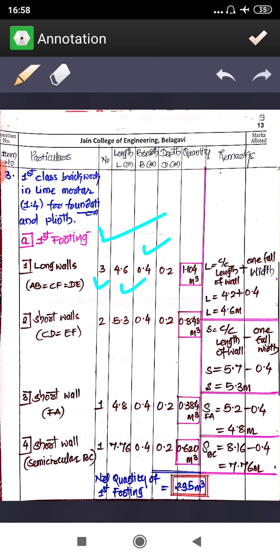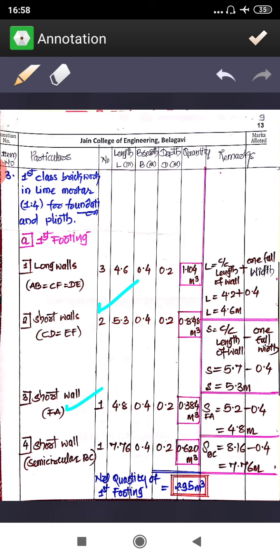For short walls, CD is equal to EF. So two numbers of short walls are there, that is CD and EF. Then the length I have shown here. See, center to center of CD is 5.7 minus 1 full width, because it is a short wall so you have to deduct that, that is 0.4. You will be having a short wall length of 5.3 meter. So here you will be having 5.3 into 0.4 into 0.2. You will be having the total quantity as 0.848 meter cube.